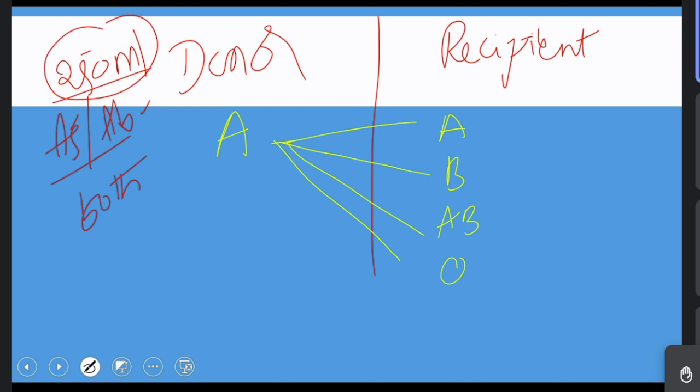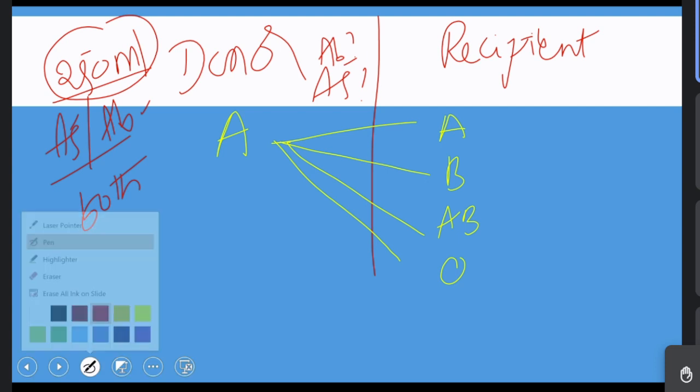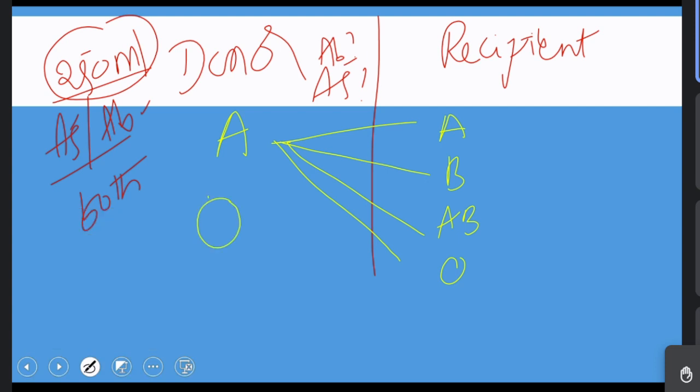When I am donating blood, am I donating only antigens or also antibodies? Both, sir. Both I am donating. So when I am giving my blood to some person, I am giving antigens present on the surface of RBC, and also antibodies present in my plasma. But the difference is that antigens are present on the surface of RBC.